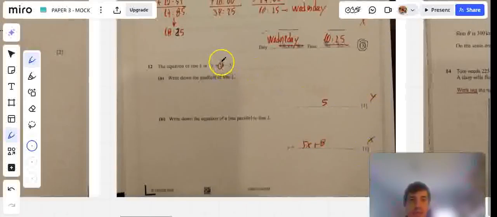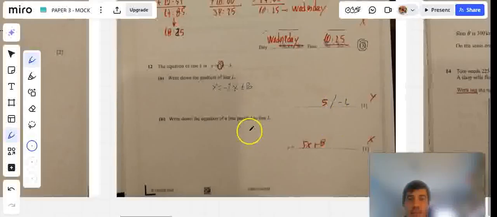It says the gradient is the number in front of the x. In this case, the number is 5, so the gradient is 5. If the equation had been like this one, then the gradient would have been -2.